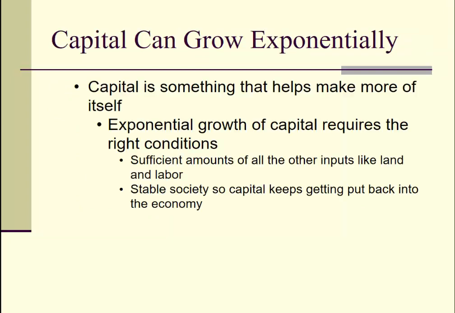First idea is that capital can grow exponentially. Capital is something that can help make more of itself. But this does not always happen in human history. Exponential growth of capital requires the right conditions. It requires that all of the other inputs besides capital, inputs like land and labor, are obtainable in sufficient amounts. It also requires a stable society so that the capital keeps getting saved. People won't save in an unstable economy where they don't feel their savings will lead to any improvement in their livelihood.